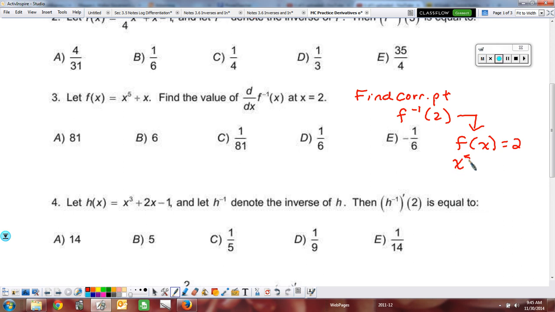So I'm going to have x to the fifth plus x equal to 2. So what value of x makes x to the fifth plus x equal to 2? Oh, hey, look, there's a pattern here. Add x equal to 1.